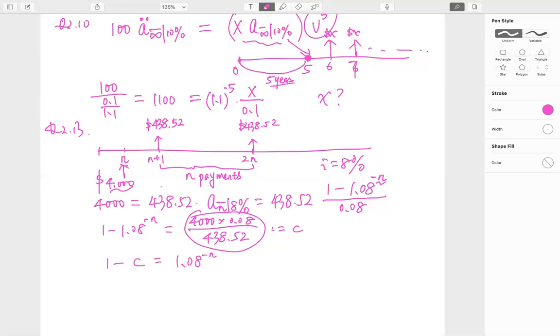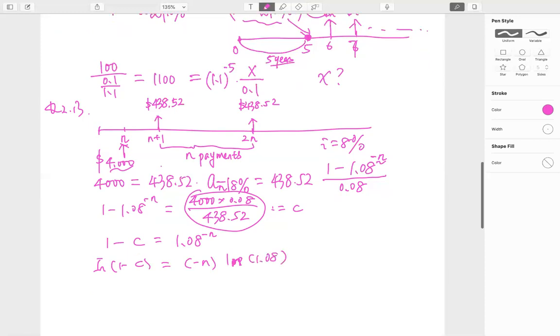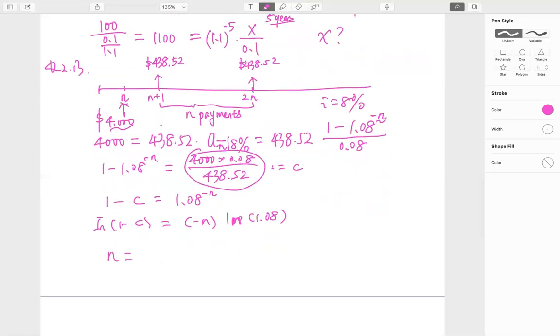Then I take log on both hand sides, so this negative n will come out. So what is n? n will be negative log of 1 minus c divided by log 1.08. Please complete this calculation. I give you the result. The result is 17. So make sure you are able to get 17.